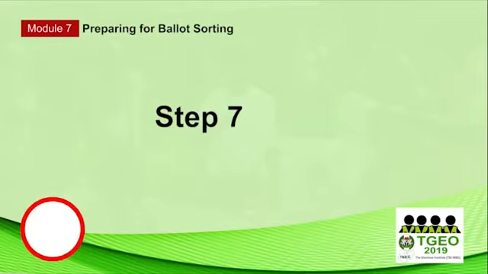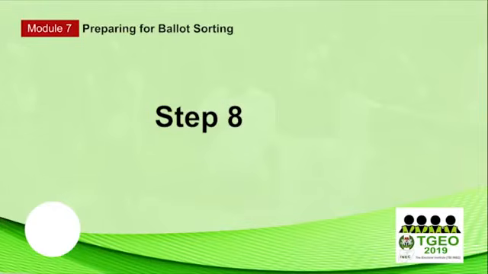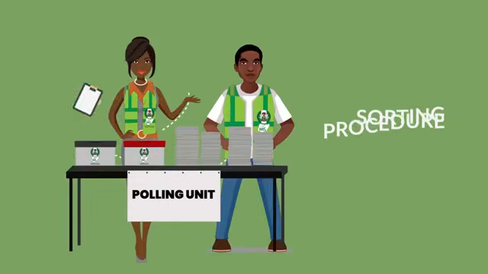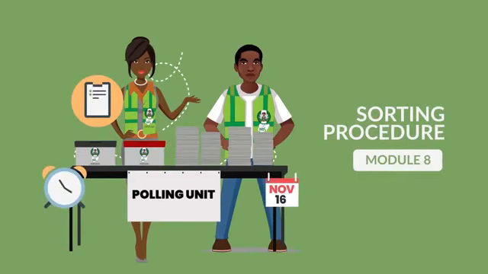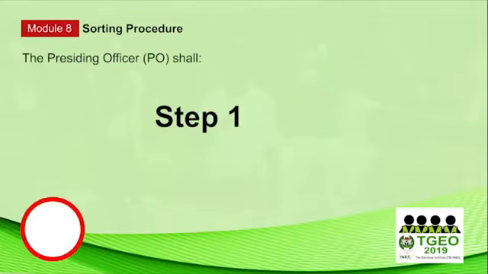Step 7. Announce the seal serial number to verify the seal. Step 8. Cut the seal to unlock the ballot box and empty the content in full view of all persons present. Module 8. Sorting Procedure. The presiding officer (PO) shall: Step 1.